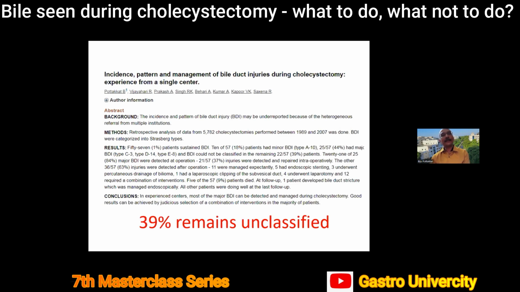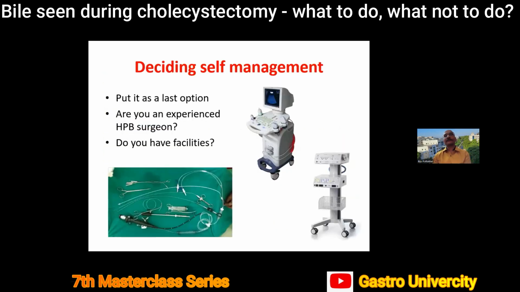Why is this not the right time? Because this is one of our pieces of evidence from our large experience in Lucknow. Ultimately, 39% of the bile leaks or injuries remain unclassified. They remain unclassified, and the injury closes off, seals off, or is beyond classification. This exemplifies the fact that when you see bile, the least thing you should do is try to classify it.